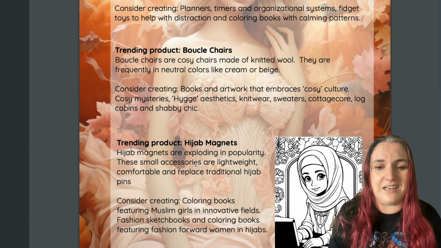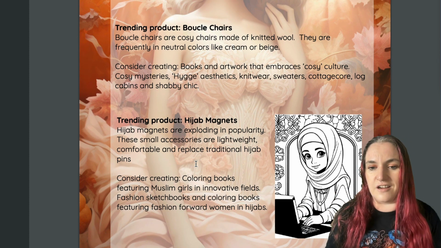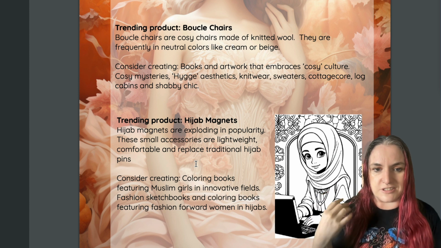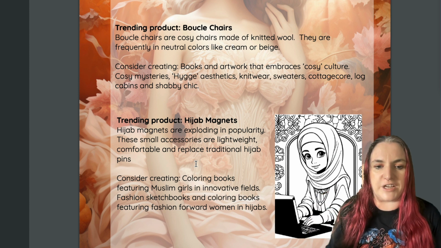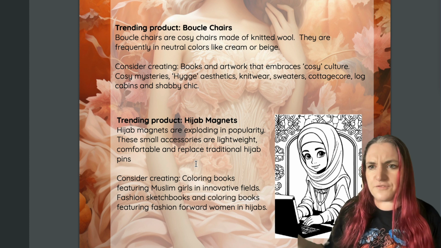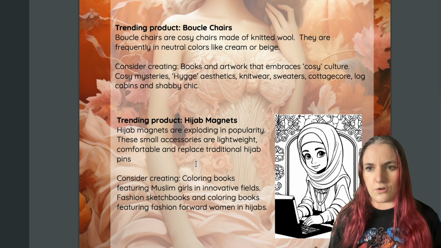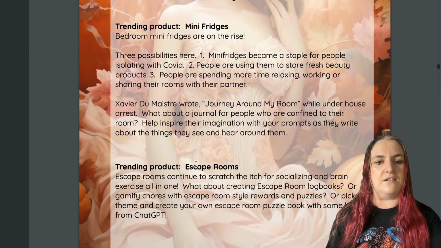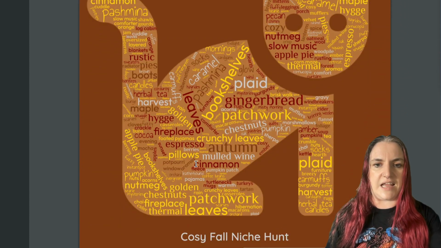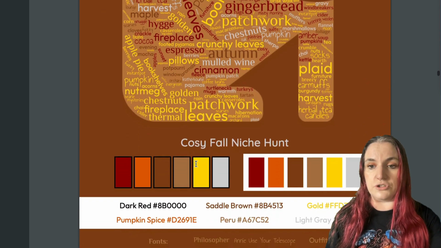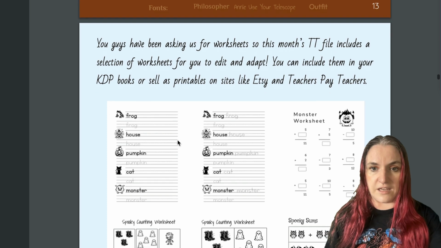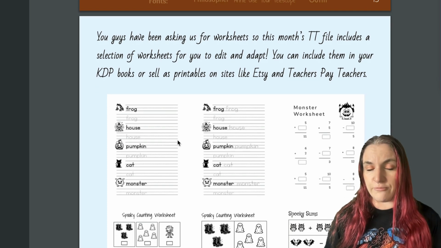Hijab magnets. I love that. There's sort of the fashion of using a hijab magnet instead of like a brooch or something like that. And I think that would be beautiful for colouring books, sketchbooks, fashion sketchbooks, some awesome inclusivity there. So I thought that was a really cool trend as well. And then a couple more ideas there. Escape rooms, always huge. Like turn escape rooms into books. That's such a thing at the moment. If you can create your own escape room puzzle.